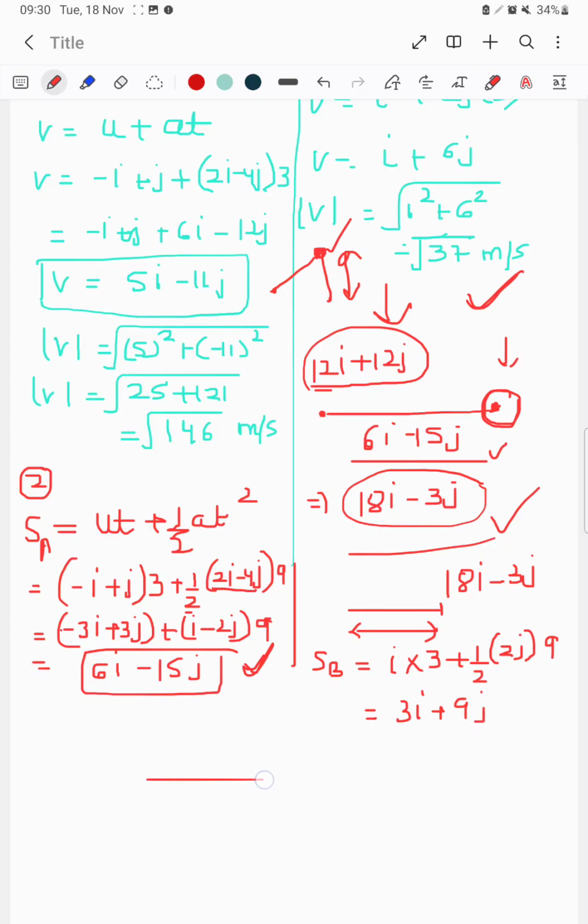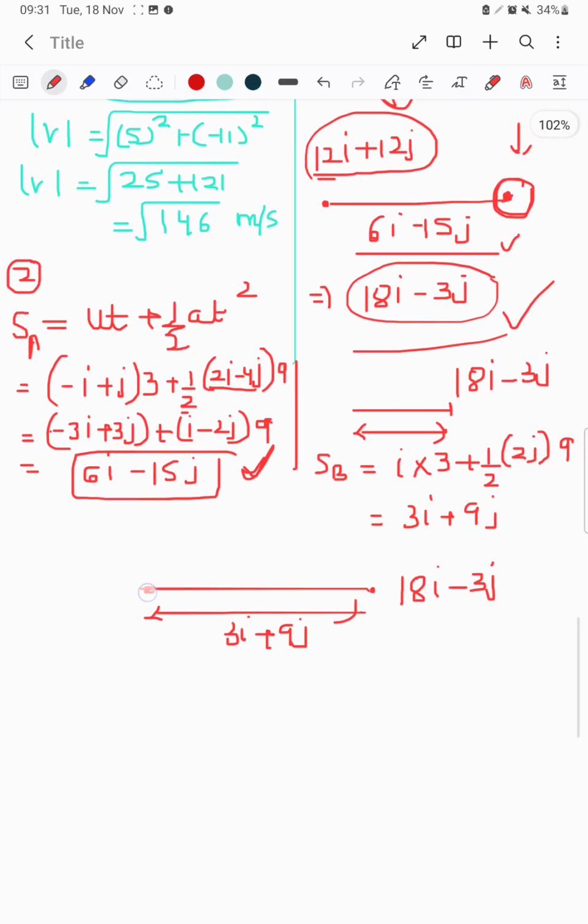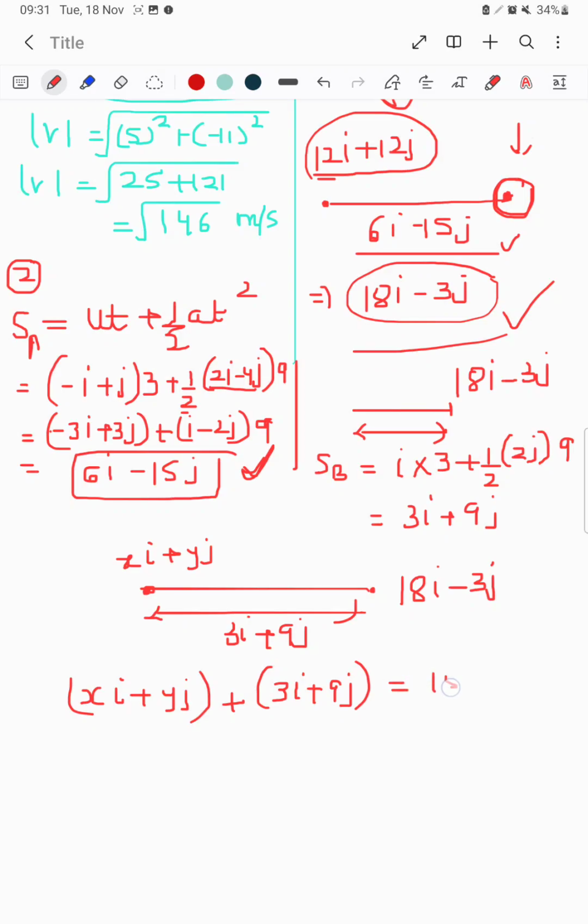So now what is happening? This is B, and this is the position of collision, and the displacement covered is 3I plus 9j. So we have to find out what the initial position was. Let's say it is xi plus yj. So I can say xi plus yj plus 3I plus 9j, that is the displacement in 3 seconds, and then it reached 18I minus 3j.